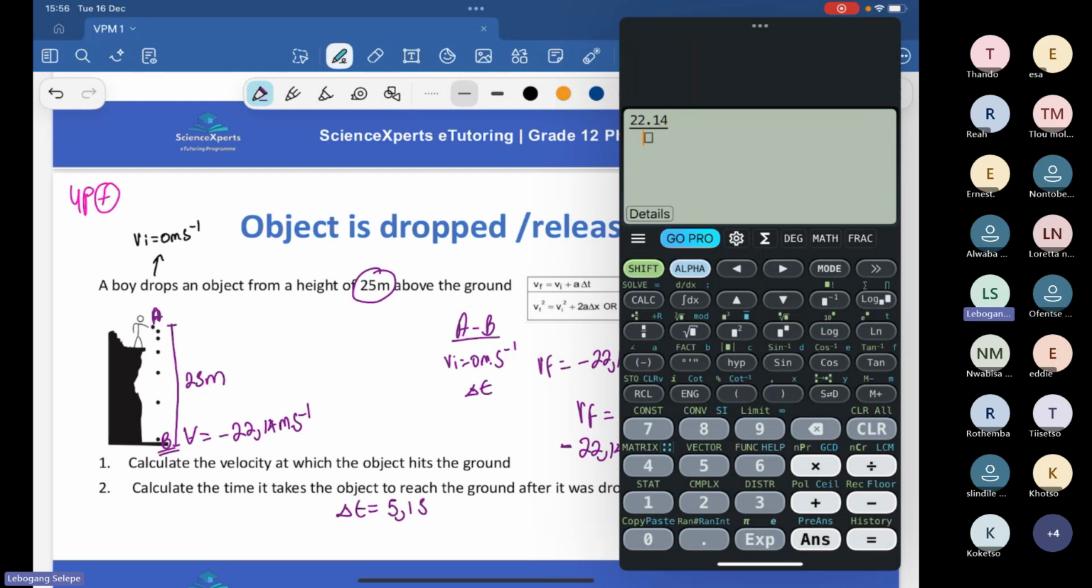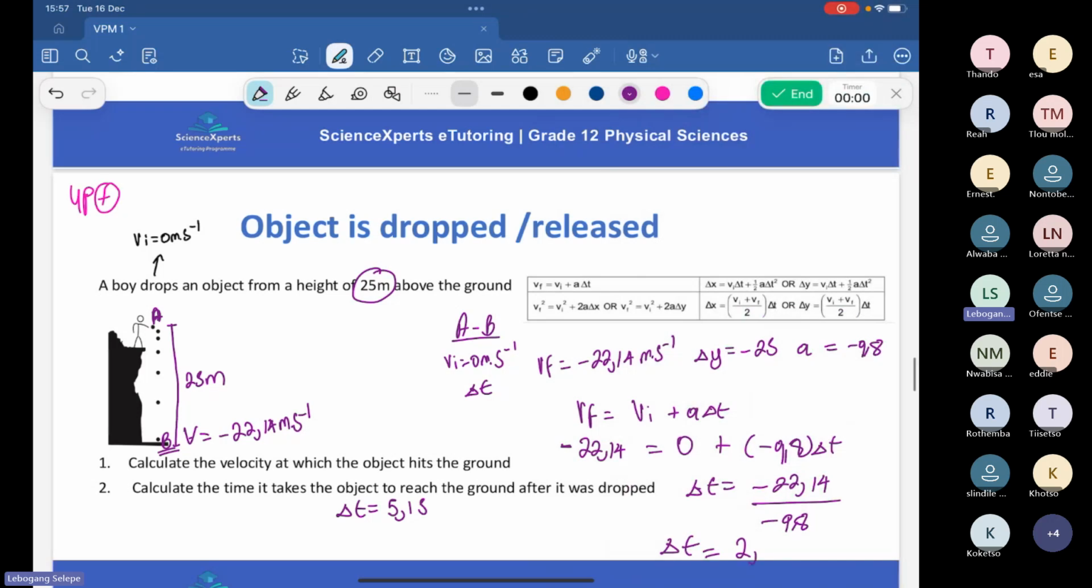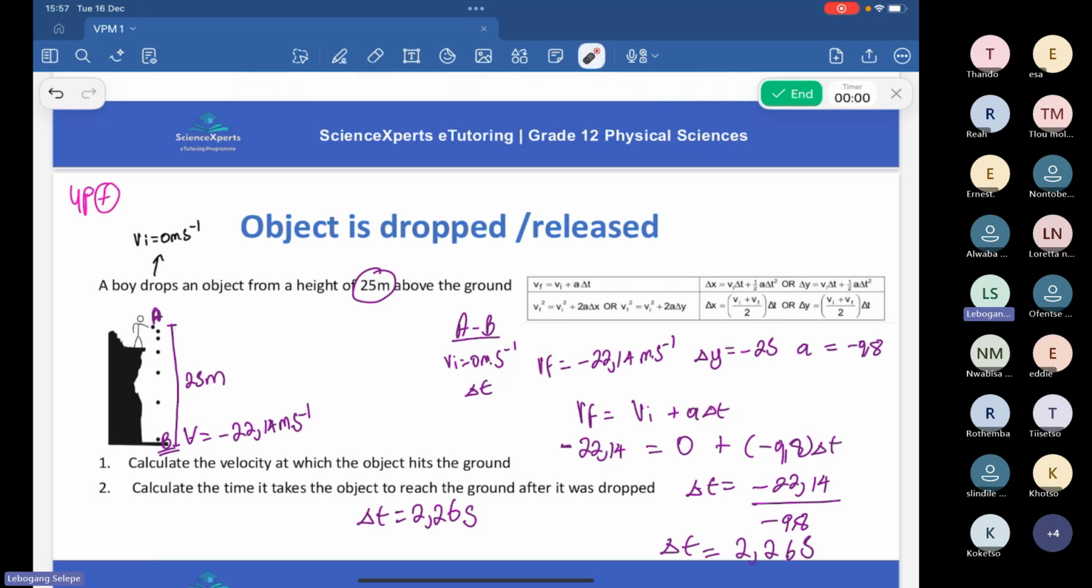22.14 divided by 9.8, so that's 2.26. Did you guys get 2.26? Yes, sir. Change in time equals 2.26 seconds, right? So if you use this formula, you might get a slightly different answer, right? But it should not be far away from 2.26.